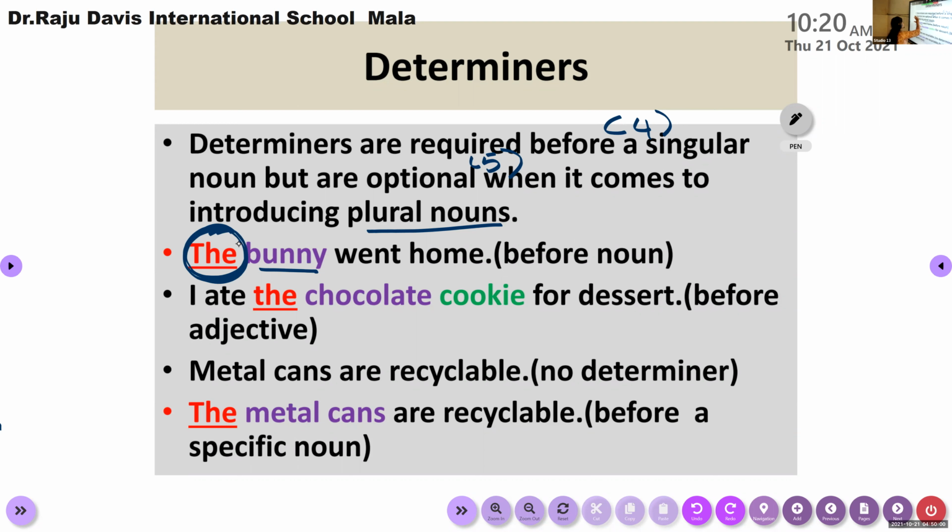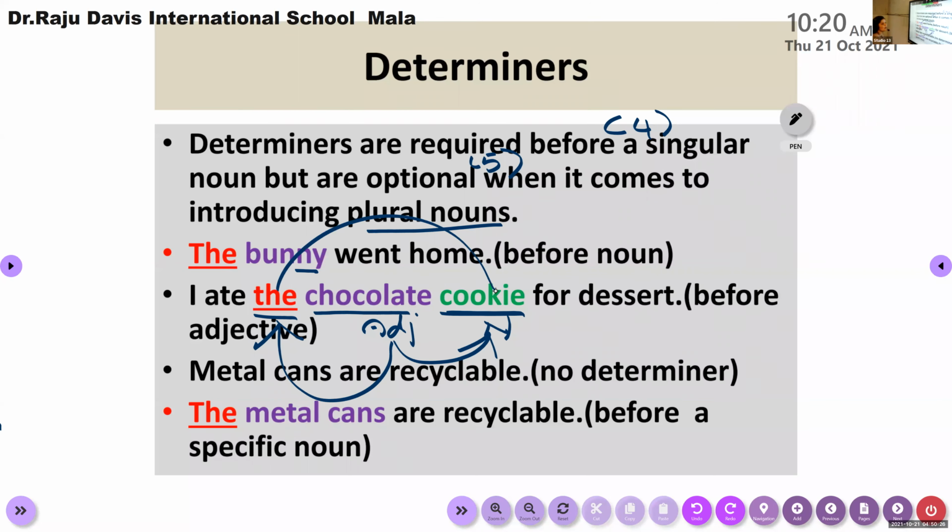Okay, look at the second example, children. I ate the chocolate cookie for dessert. So here, cookie is a noun. Chocolate is an adjective which describes the noun. It adds a flavor to the cookie, right? So this is an adjective in use. So I can also use a determiner before an adjective which describes a noun. Am I clear? So here, if the question is to identify the determiner, it is not chocolate.